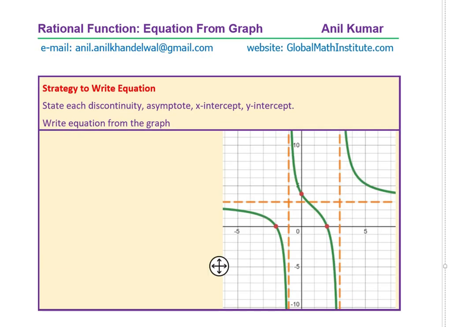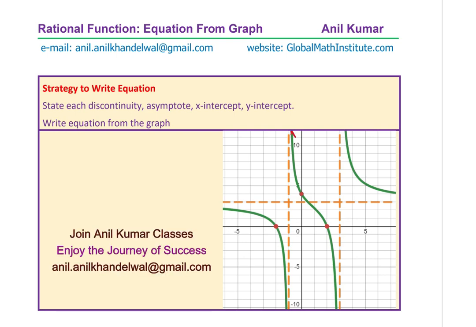Let us now move on to the next question, which is, now this time you see that the graph is slightly different. We have a graph in the center, which is kind of crossing the horizontal asymptote. Now how do we write this equation?